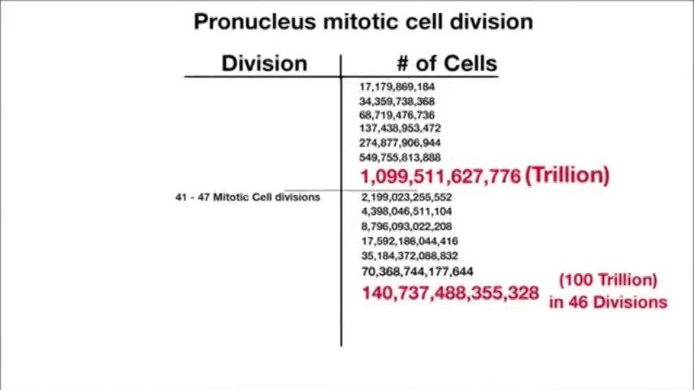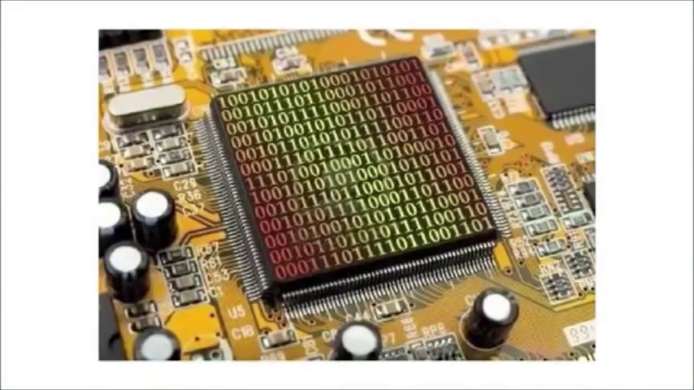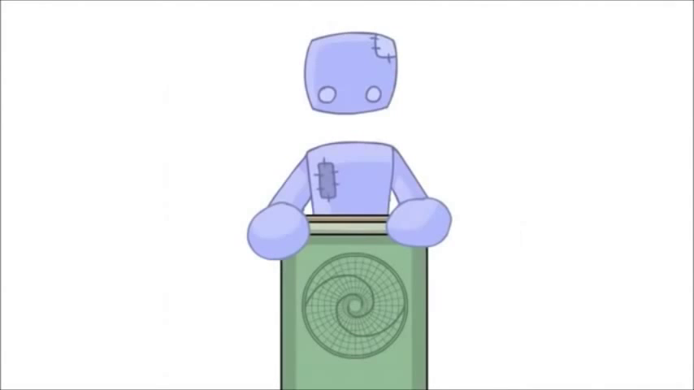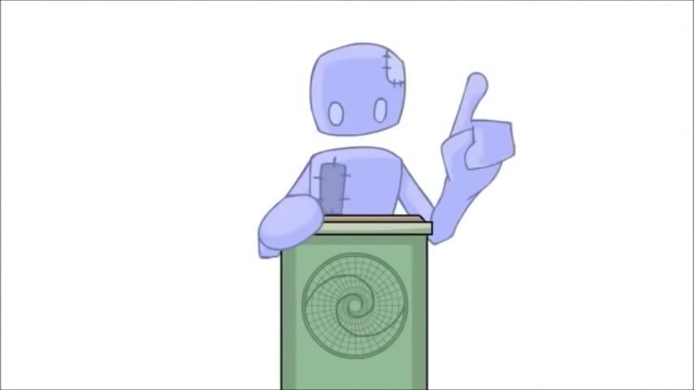Having over 100 trillion cells in only 46 divisions. Binary sequences are also how computers work, by turning on and off chips. Computing at its core, anyways, is binary. Okay, let's move on to something different for now, but what we just looked at will reveal itself in time.